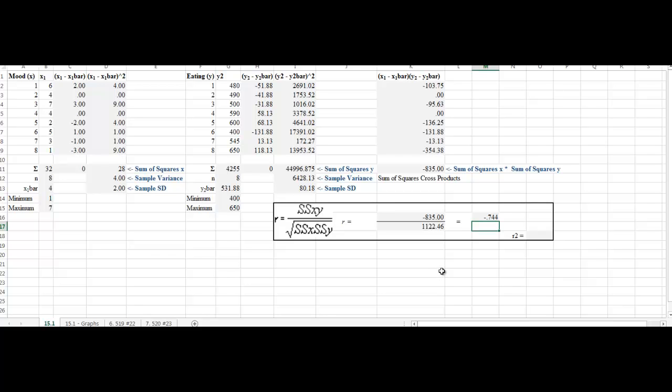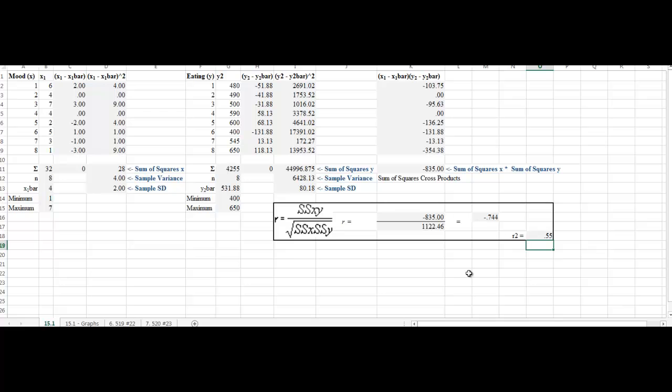0.744. Now we need our effect size. We need to make this a little bit easier to understand. You have a negative 0.744. I am not quite sure how to interpret that. We need our coefficient of determination, in other words, our R squared, equals R times R. So our R squared is 0.55.